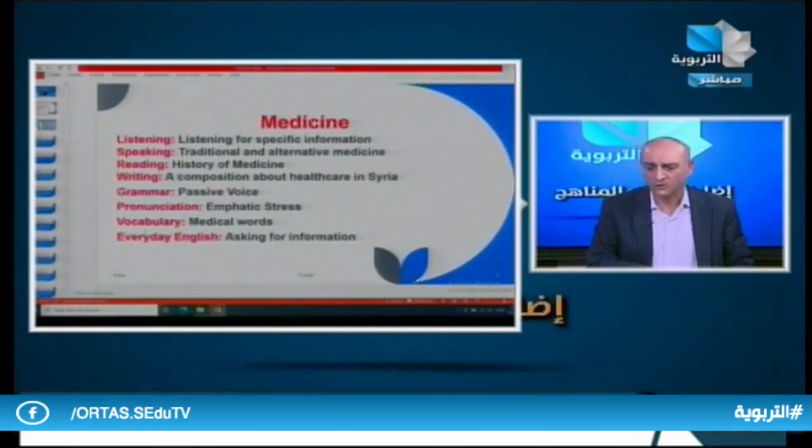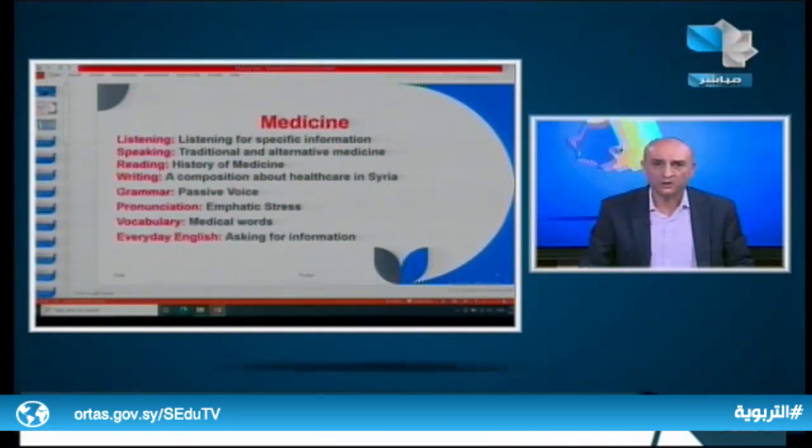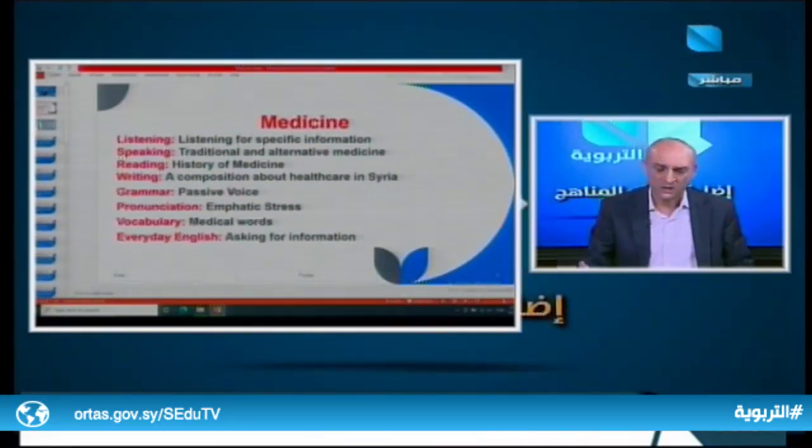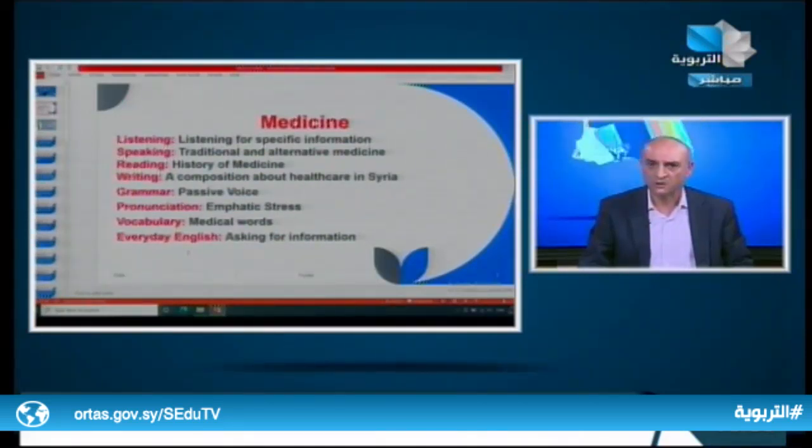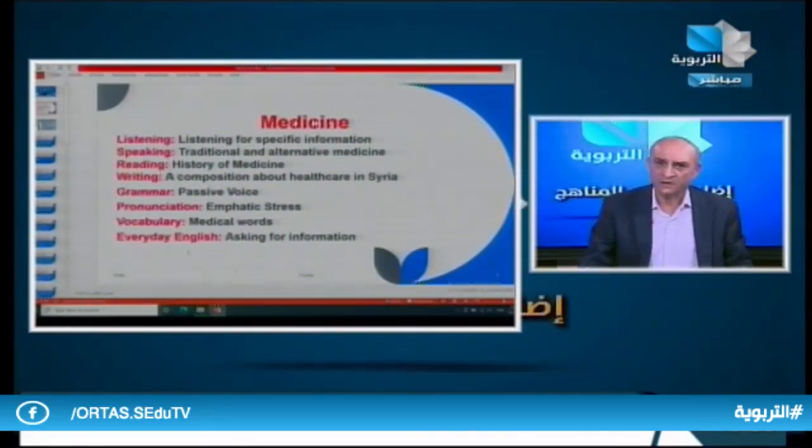When we talk about vocabulary, of course, we have some medical words. You have to learn these medical words. And when we talk about everyday English in your unit, you have to know how to ask for information and how to use different types of questions, different question words, to ask for information.